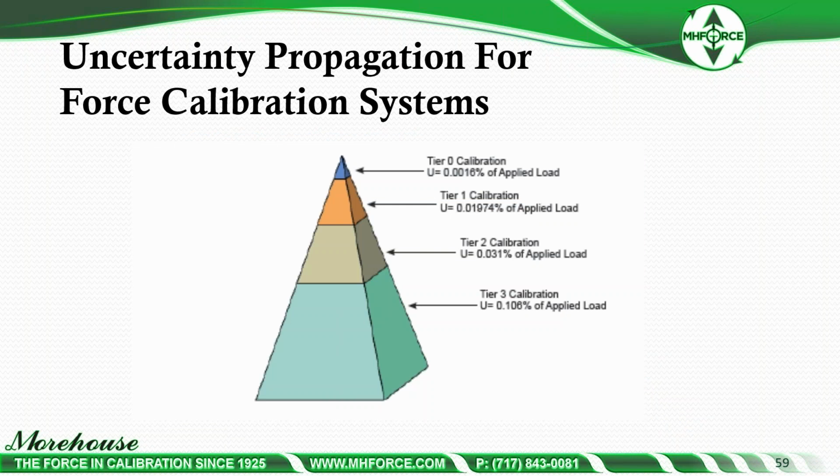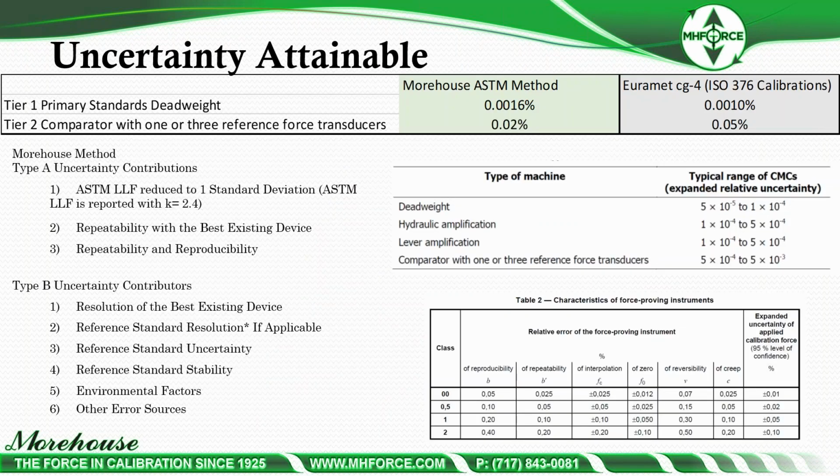Tier 3, we did this live and we traced it through with a deadweight cow, a calibrating machine cow, and we put another load cell in the calibrating machine and calibrated and just ran this down. So we look at this. The Morehouse / ASTM method that we were discussing today, primary standards deadweight, really the same if we compare it with Euromet, which is used in international protocols, ISO 376 calibration. If we look at that difference, not much.